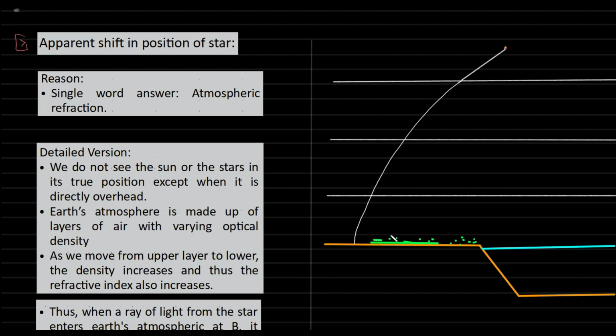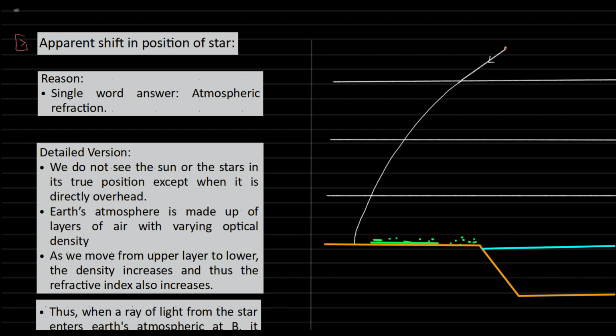I'll keep it the same. Now, this is the original path of the light. This should have been the original path of the light, something like this. Right? But instead of that, it is altogether bent in a direction which will show that the star is somewhere over here.